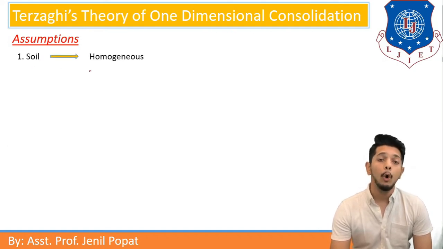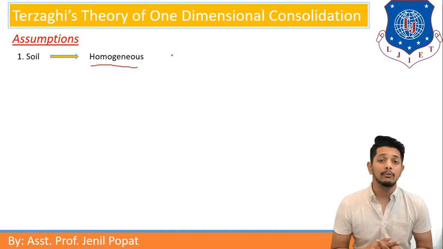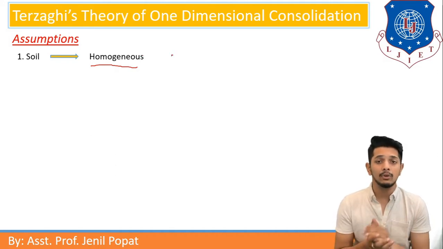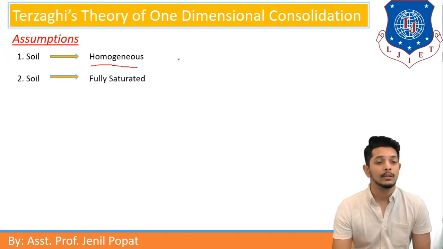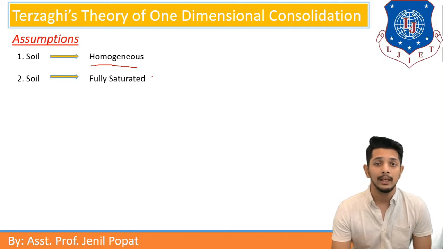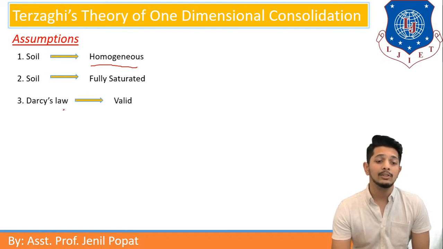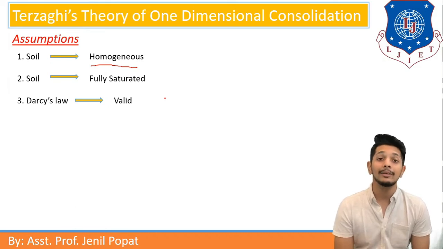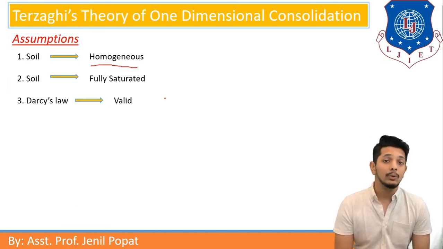Soil must be homogeneous. Homogeneous means it is made up of the same material. Every soil particle should be of the same material. Soil should be fully saturated. It should be full of water. Voids should be filled with only water. No air should be there. Darcy's law should be valid. We have understood Darcy's law in previous videos, so it should be valid.